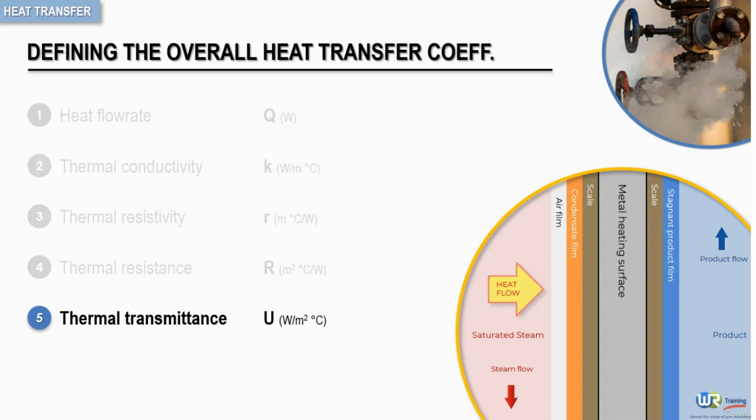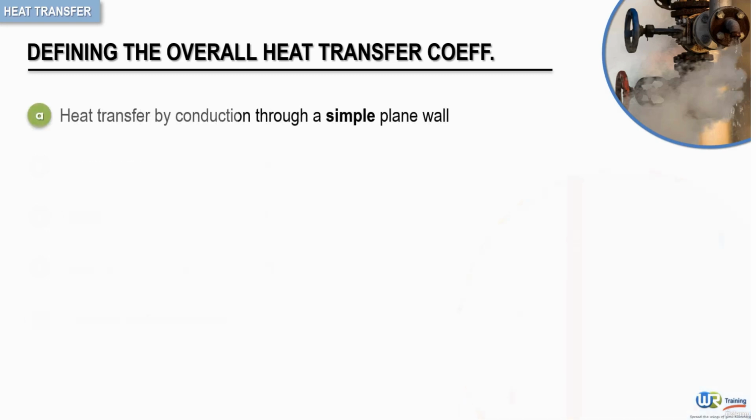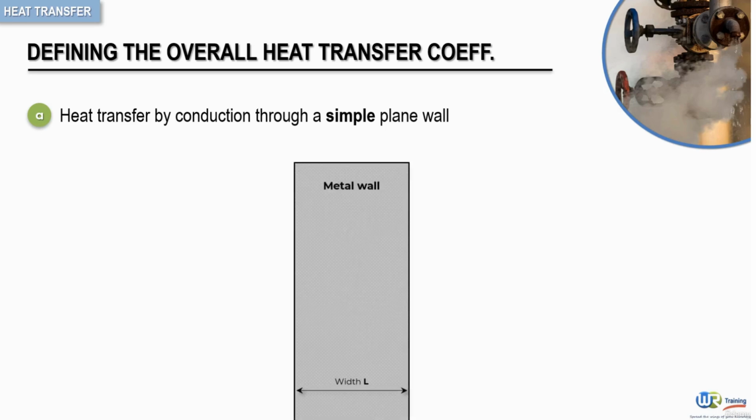So let's start with a simple plane wall. A good way to start is by looking at the simplest possible case: a metal wall with uniform thermal properties and specified surface temperatures. In this example, T1 and T2 are the surface temperatures either side of the metal wall, and the temperature difference between the two surfaces is delta T, as seen here.